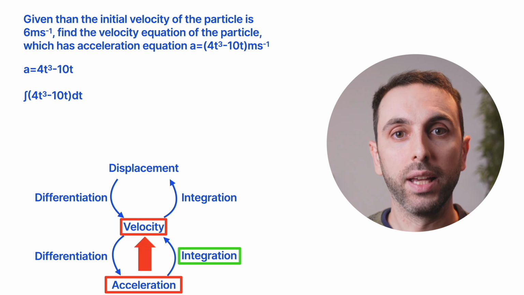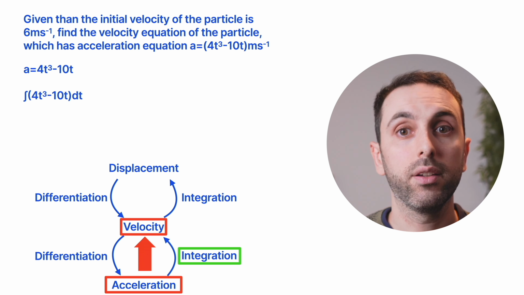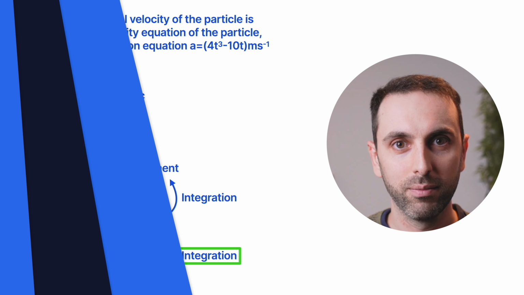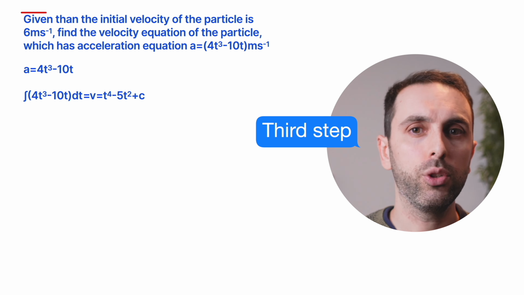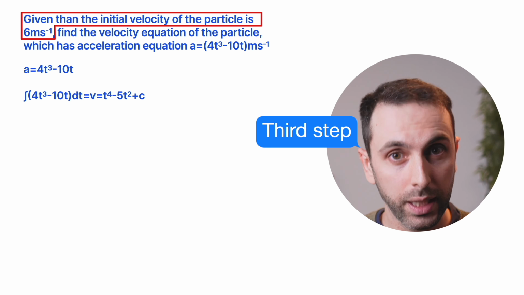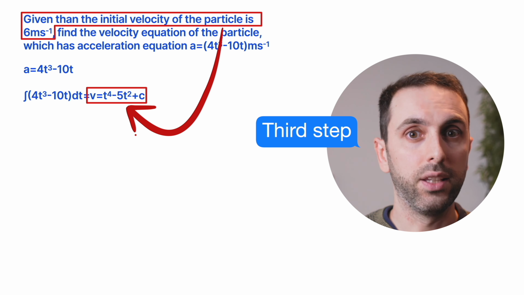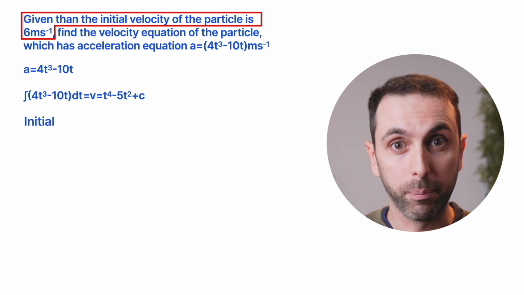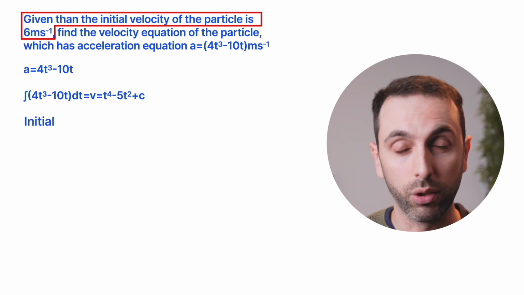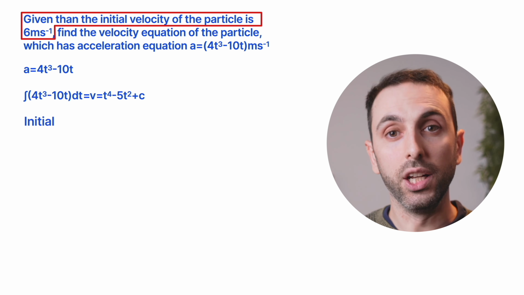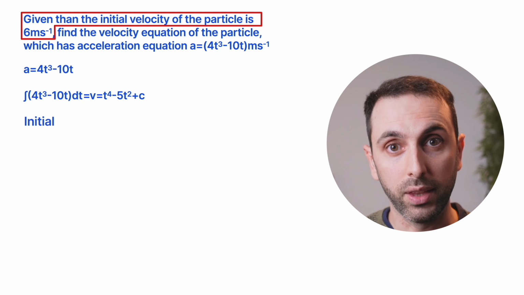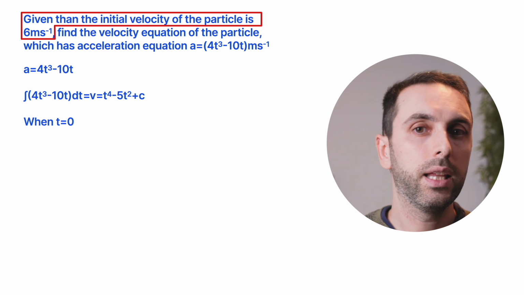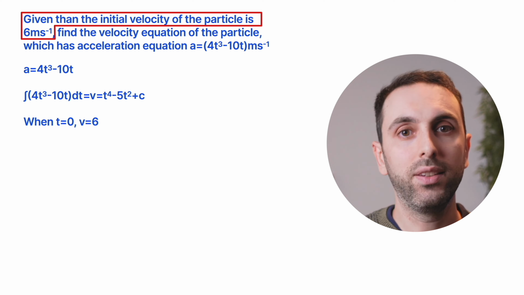And upon integrating a with respect to t, we get v equals t to the power of 4 minus 5t squared plus c. Then the third step is to substitute the initial conditions we're provided with in order to find c. And since we have an initial velocity of 6 meters per second, the word initial means that we have the velocity of the particle right at the start. And in general, when starting something, the start time will be 0 since that's the beginning. Therefore, v is 6 when t is 0.